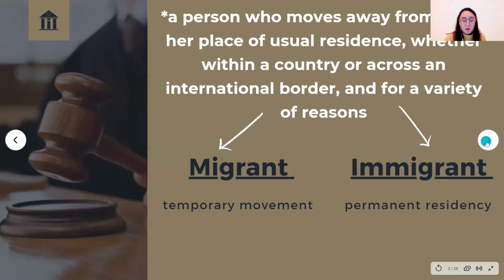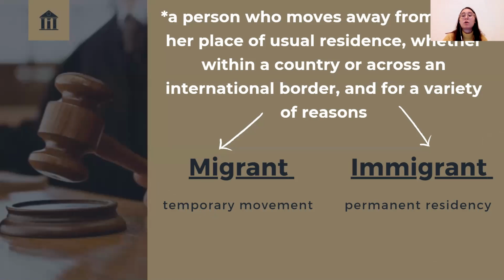So let's try to define a migrant and an immigrant at the same time, because even though they differ from each other, they have quite similar or the same definitions when it comes to legal terms. It means a person who moves away from his or her place of usual residence, whether within a country or across an international border, for a variety of reasons.